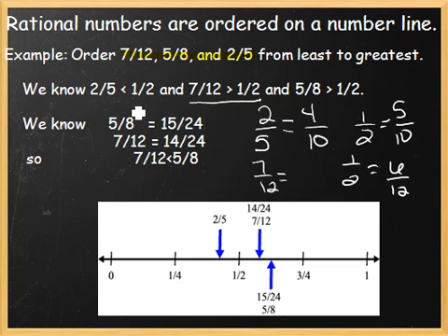Finally, if we want to compare 5/8 and 7/12, we will see that the common denominator is 24. Therefore, 5/8 is equivalent to 15 parts out of 24 equal-sized pieces, and 7/12 is equal to 14 24ths, which makes 7/12 smaller or less than 5/8. Therefore, we can order the fractions accordingly on the number line.